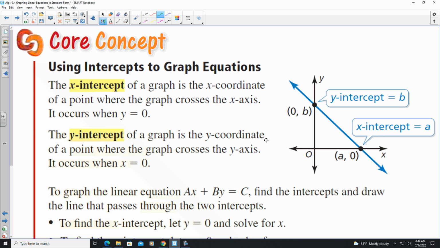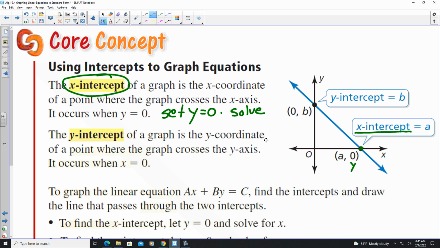So here is what you're going to do. In order for us to find the x-intercept, it is going to cross right here. And if you notice, y is at 0. So in the equation that you're looking at, you are going to set y equal to 0, and then you are going to solve. Once you've figured out what x is equal to, that is going to be your x-intercept.